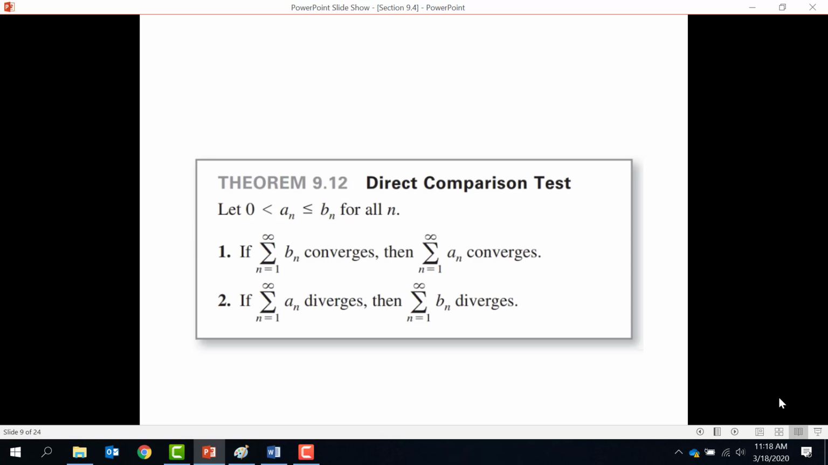That's what we saw in our first example. Now, if the smaller one diverges, then the bigger one has to also diverge, right? Now, you have to be careful with this. You have to compare your series to an appropriate series, and we'll get comfortable with that in the exercises.